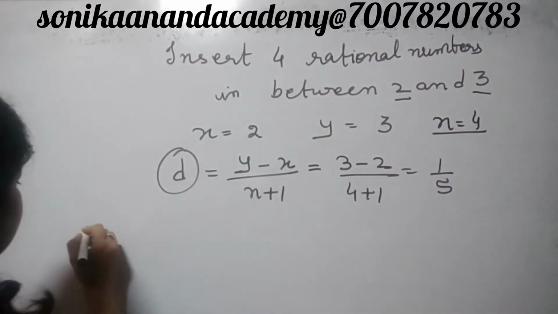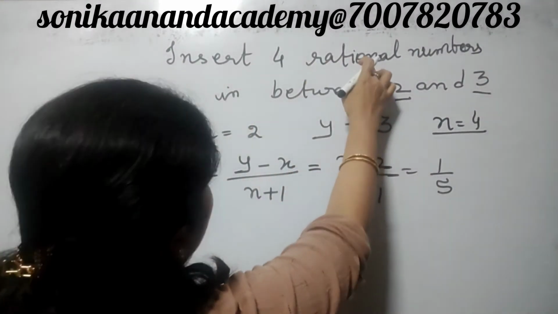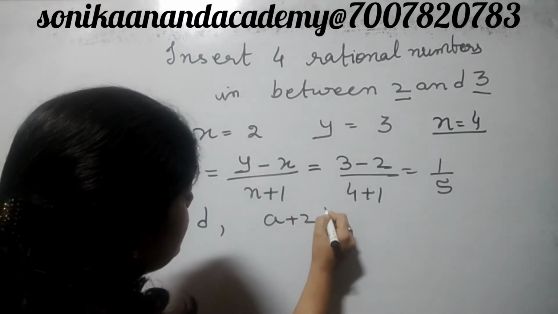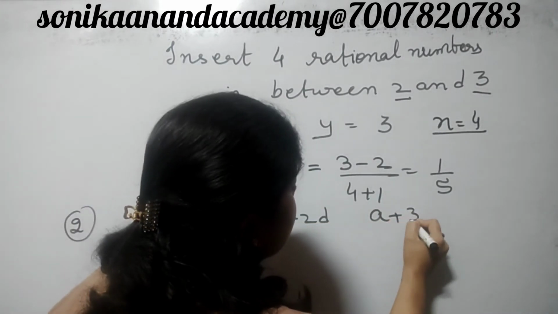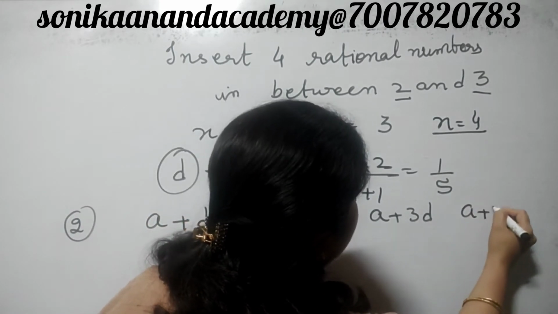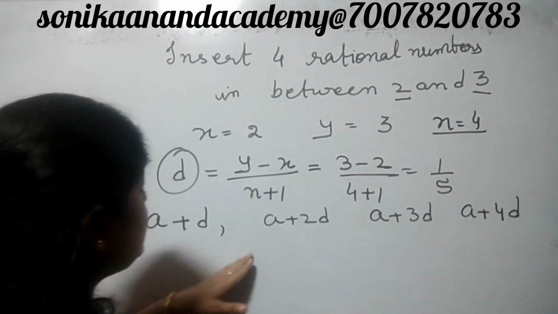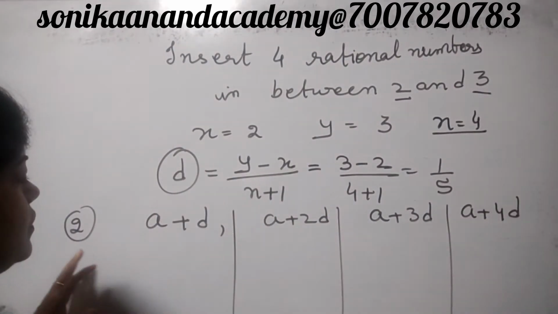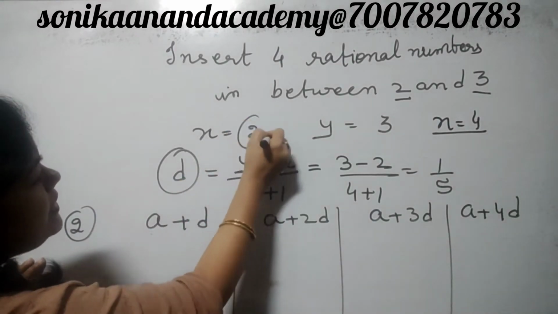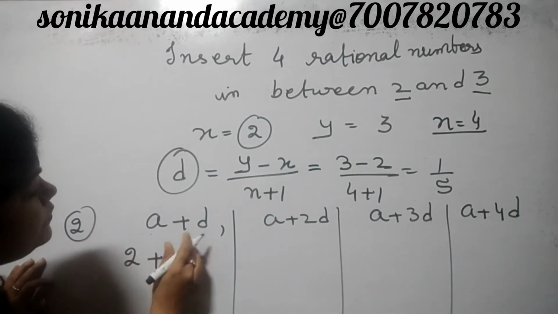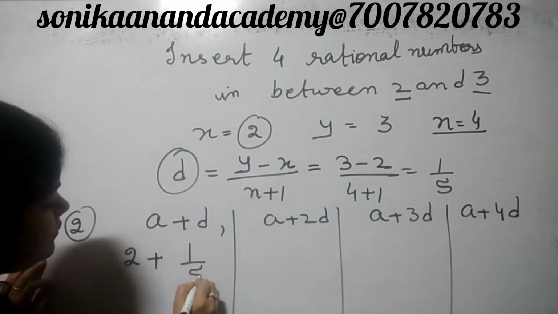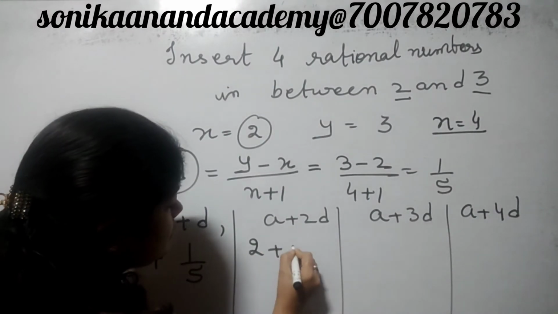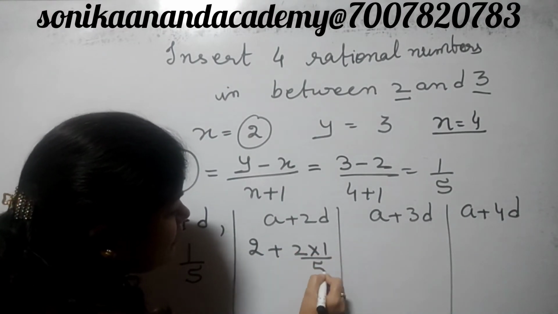Now the second step. You have to find 4 rational numbers, that is a plus d, then a plus 2d, then a plus 3d, then a plus 4d. So we easily get 4 rational numbers. Okay, so substitute the values. a means 2, the starting number. What is the value of d? 1 by 5. Clear? Similarly here, 2 plus 2 into 1 by 5.